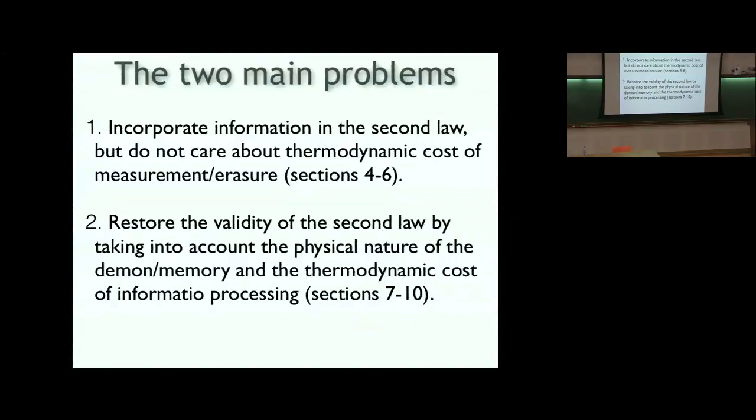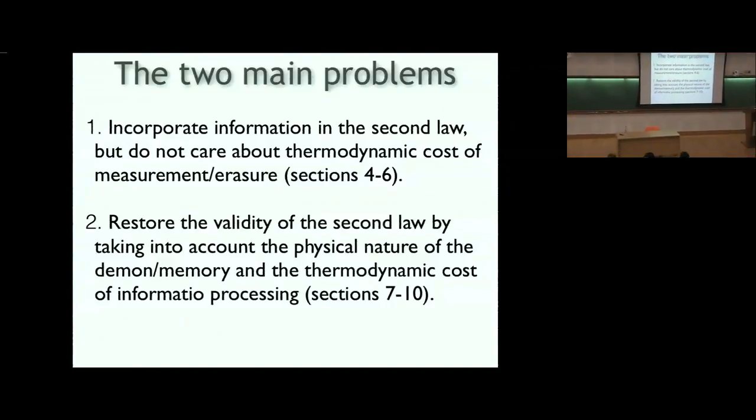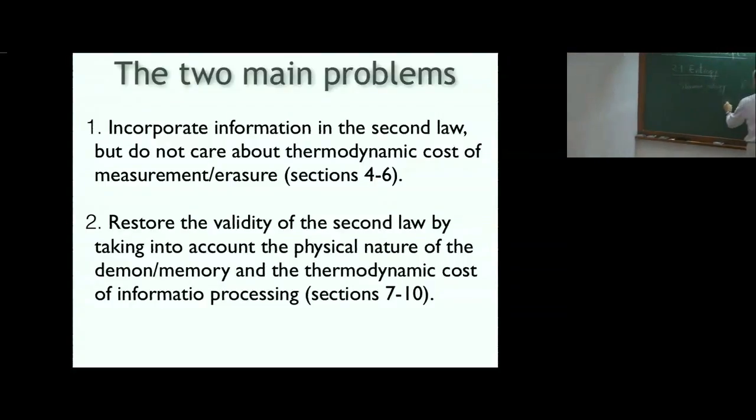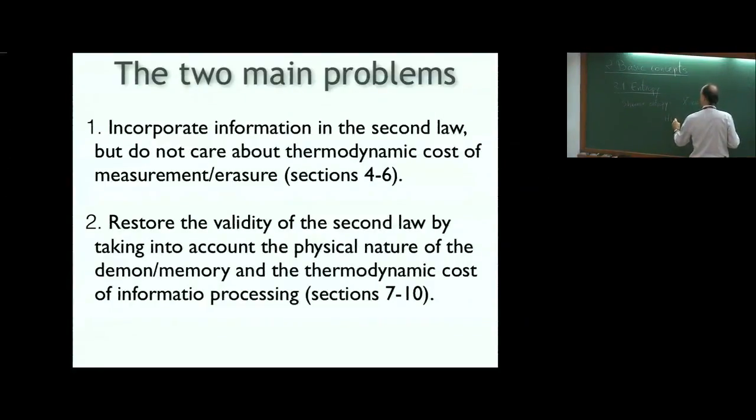Which is also called uncertainty. It's the uncertainty of a random variable. So for a random variable, you have some distribution P of X. And then the Shannon entropy is minus the sum of P log P.